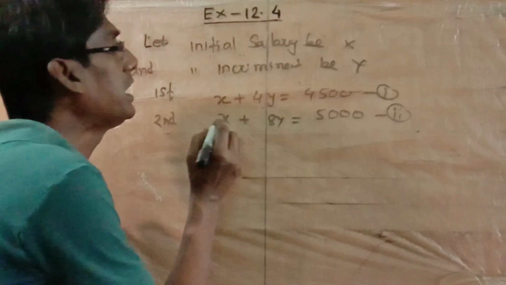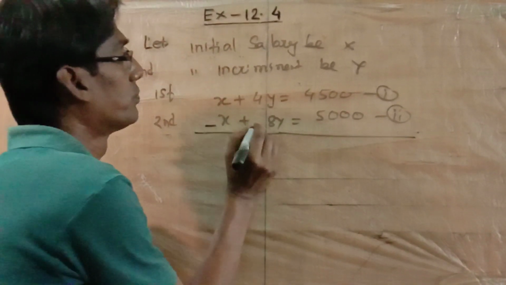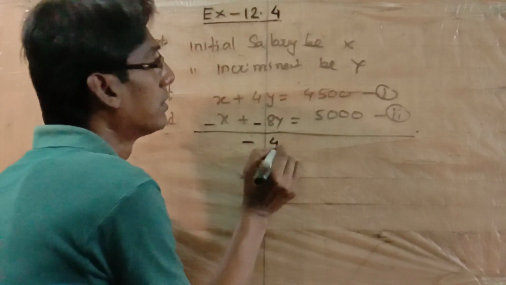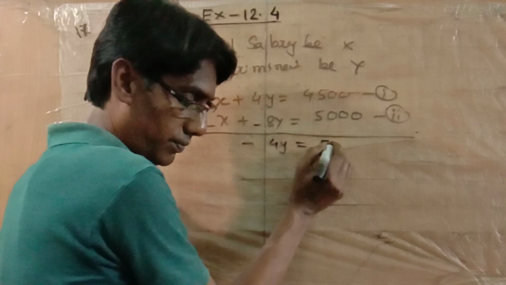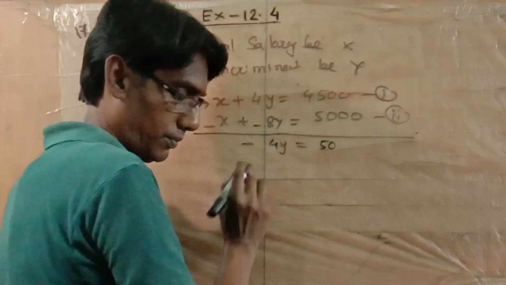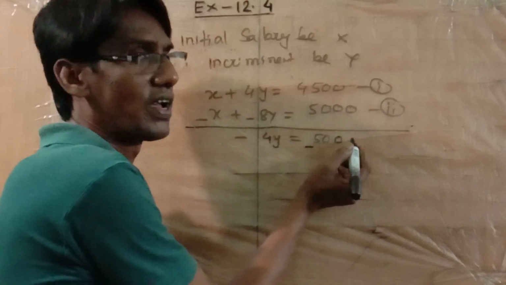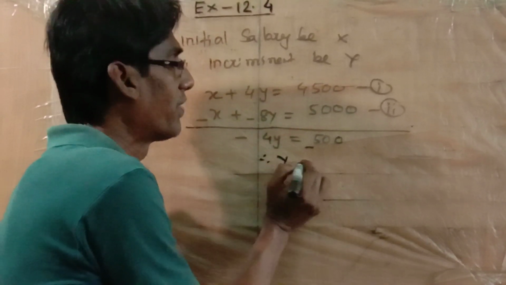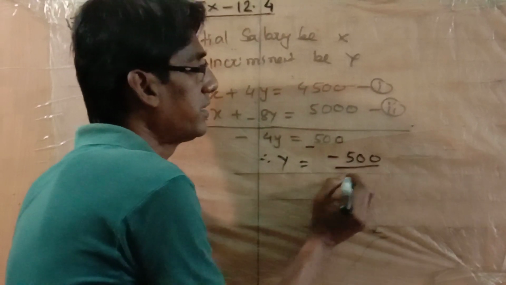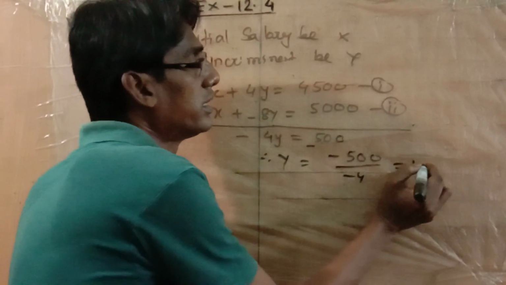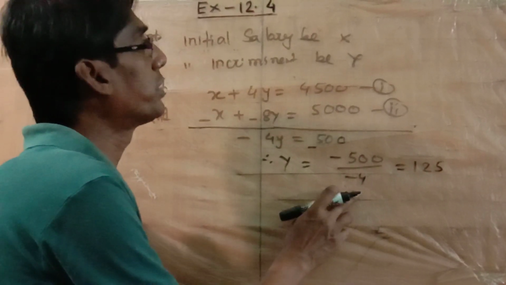So if we subtract 2 from 1, then minus 4y equal to minus 500. Therefore the value of y equal to minus 500 by minus 4 is equal to 125. So we get the value of y equal to 125.